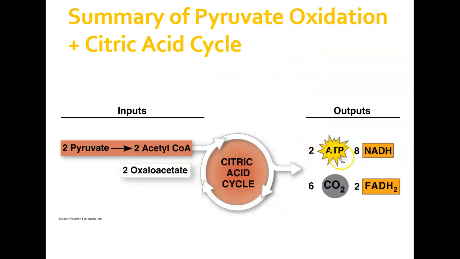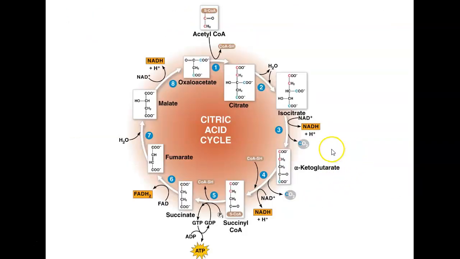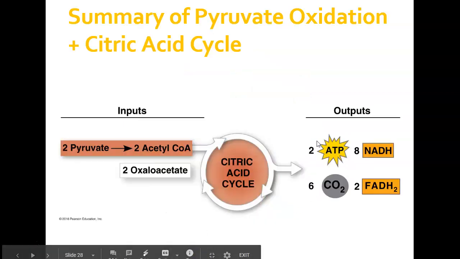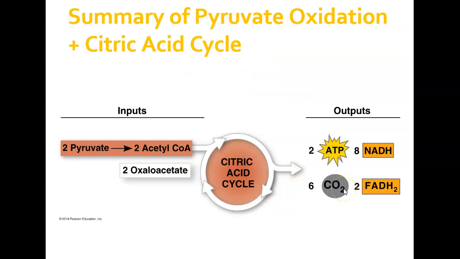There's a net gain of 2 ATP by substrate-level phosphorylation, a total of 8 NADHs, 2 from the pyruvate oxidation pre-step, and 6 from the citric acid cycle itself. We get 6 carbon dioxides total. You can see from the citric acid cycle, we had 2 times 2 turns, so 4 total from the citric acid cycle and 2 from the pre-step. And then we had 2 from the citric acid cycle for FADH2.